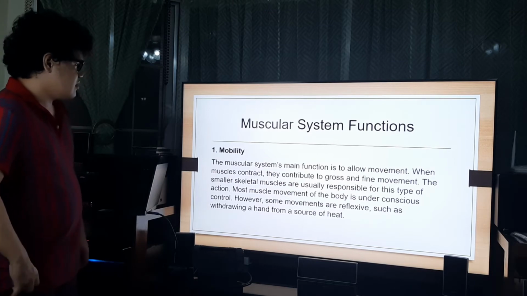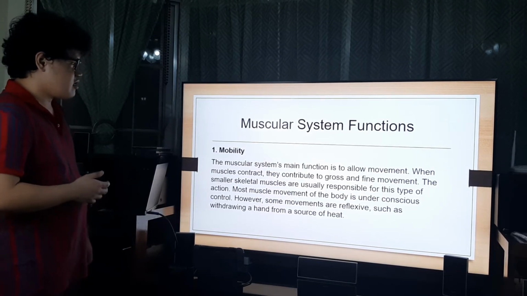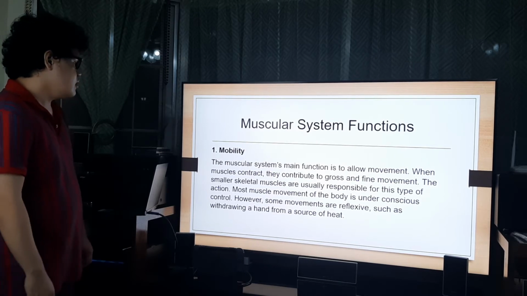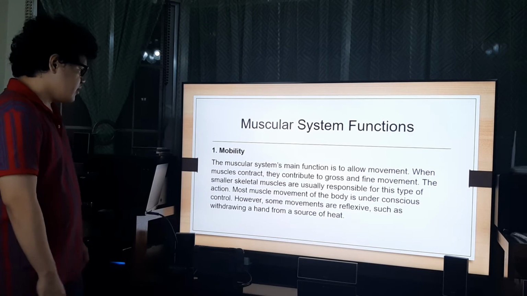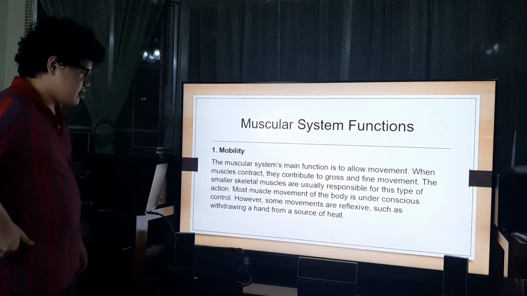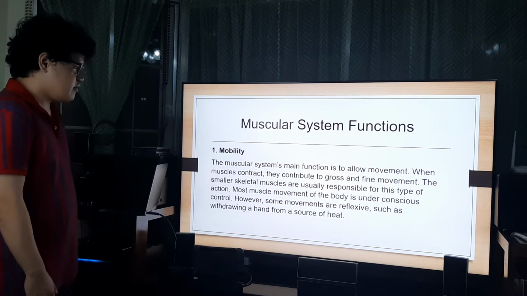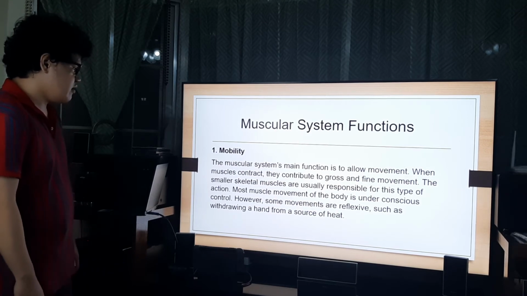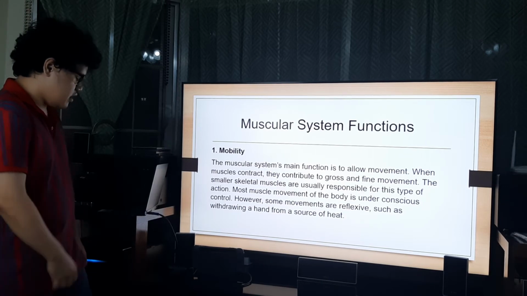Muscular system functions. Mobility. The muscular system's main function is to allow movement. When muscles contract, they contribute to growth and fine movement. The smaller skeletal muscles are usually responsible for this type of action. Most muscle movement of the body is under conscious control. However, some movements are reflexive, such as withdrawing a hand from a source of heat.